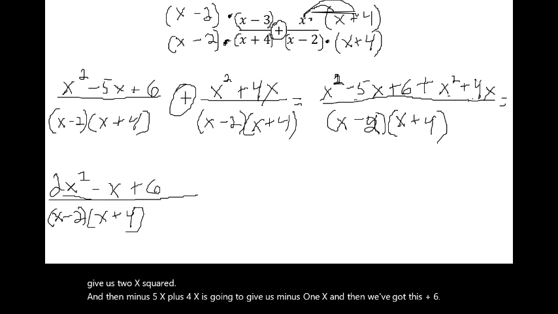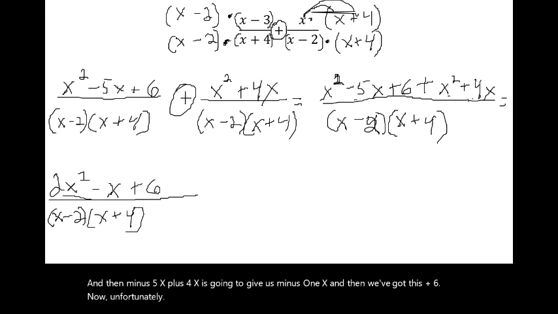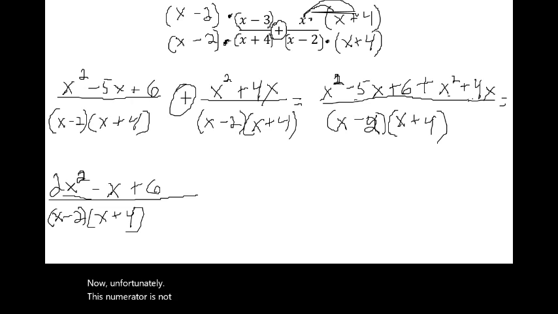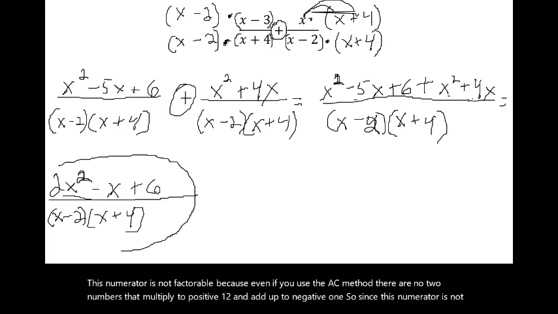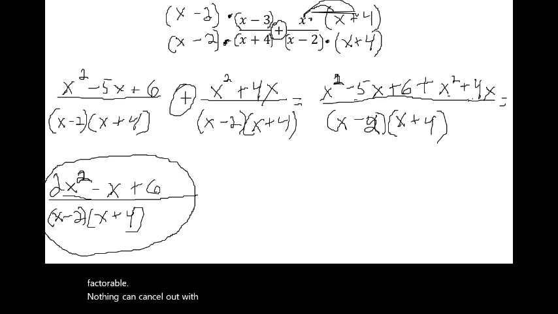Now, unfortunately, this numerator is not factorable, because even if you use the AC method, there are no two numbers that multiply to positive 12 and add up to negative 1. So since this numerator is not factorable, nothing can cancel out with the denominator. This cannot simplify any further, so that is our final answer.